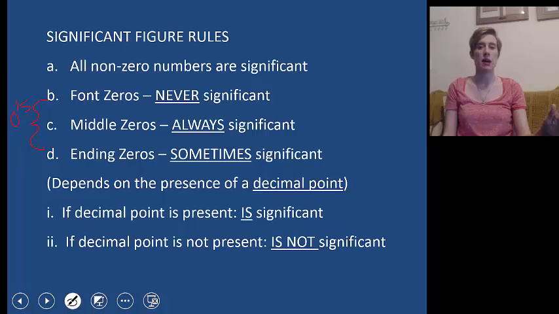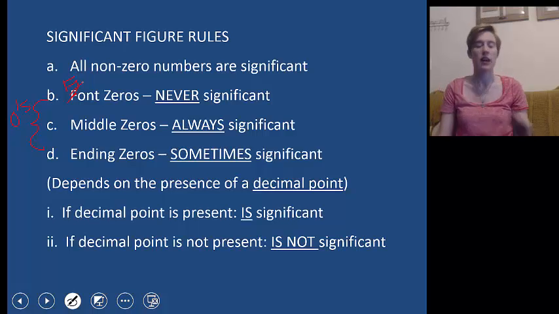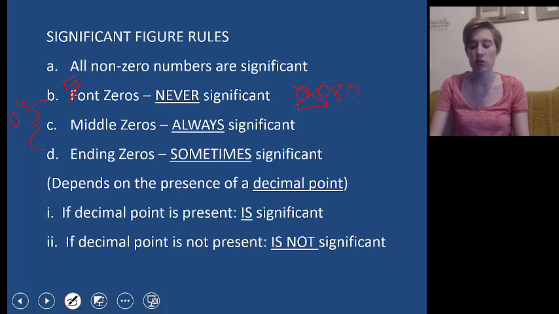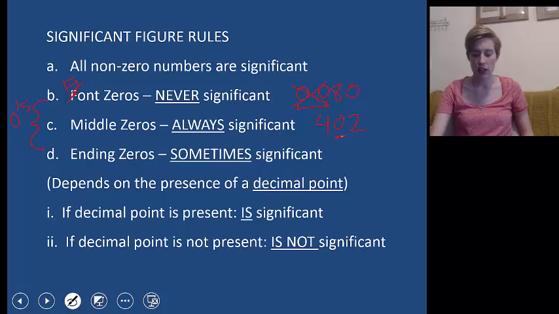Any 0 in the front of a number, at the very, very beginning of a number, like the ones we looked at here, are never significant. They're never measured, and they're never estimated. They're just placeholders. So when I say it's not significant, I mean that they're not measured numbers. Middle zeros are always significant. So like, I think this was the number, 402. I think that was the example I used on the other page. This 0 is significant. It was measured, because the only reason the 2 is there is because it was estimated, which makes the other numbers measured, right? So any 0 inside or in between 2 actual numbers is always significant.